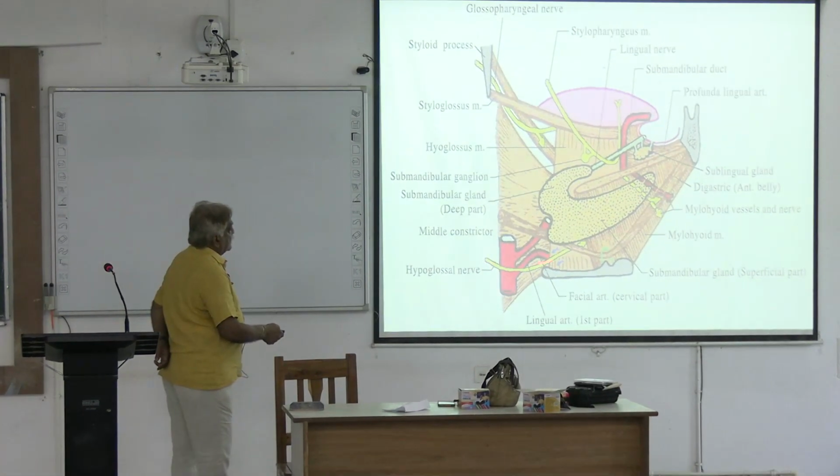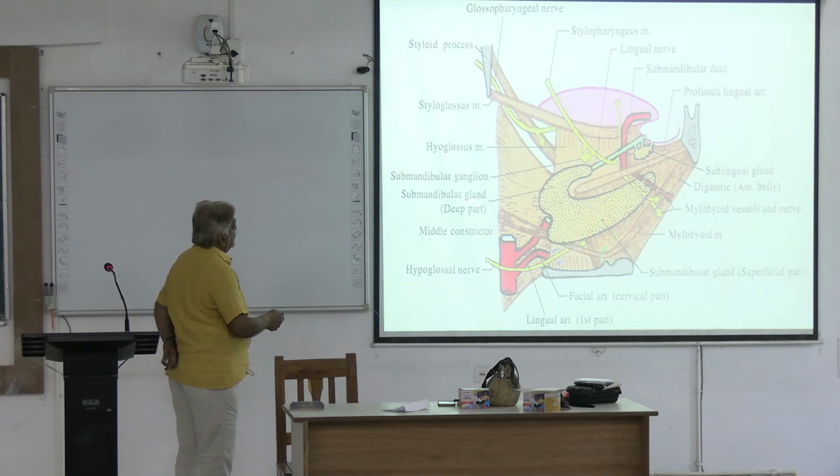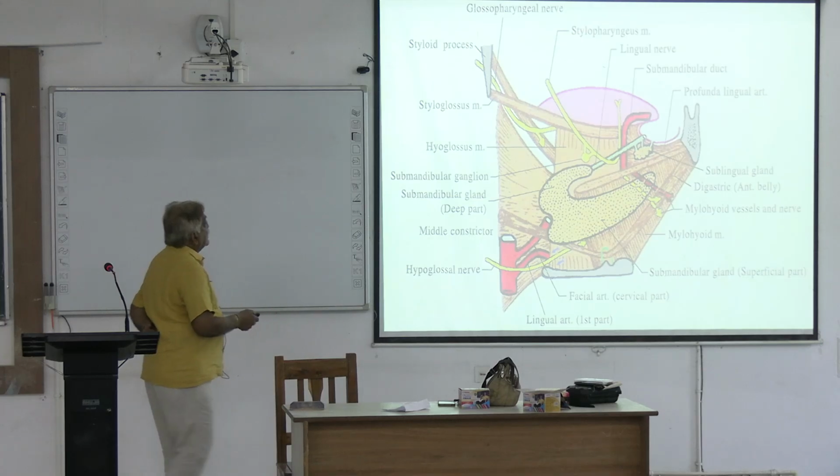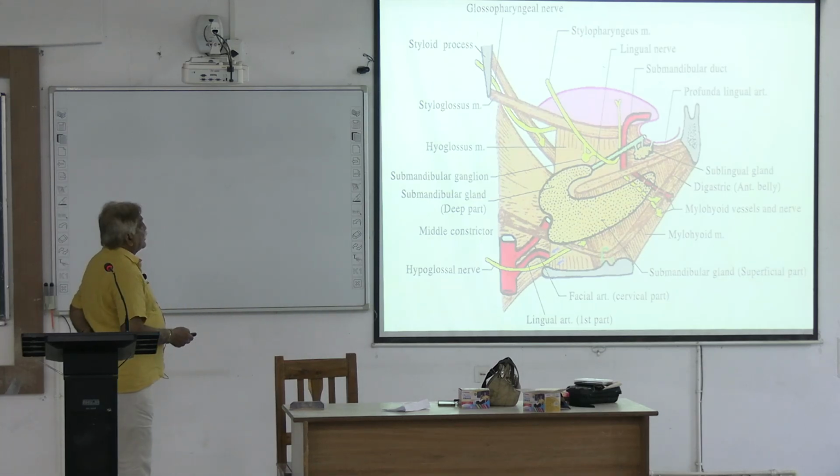And hypoglossal nerve, middle constrictor, submandibular gland deeper part, submandibular ganglion, this is yellow, and hyoglossus muscle. Now, this is the picture that's very important.